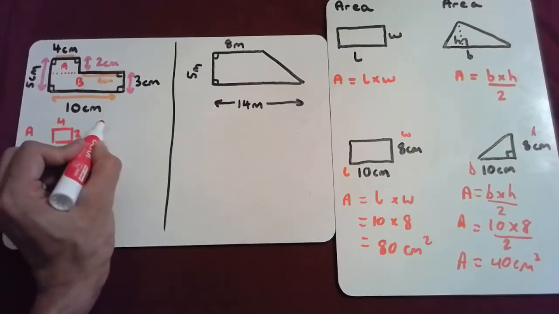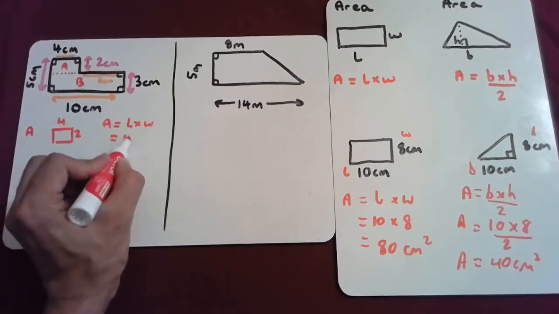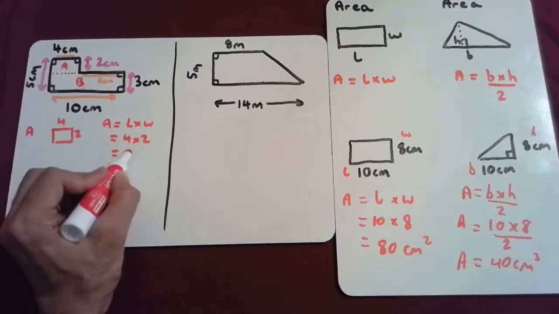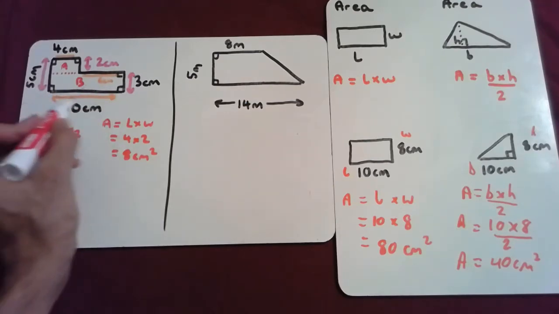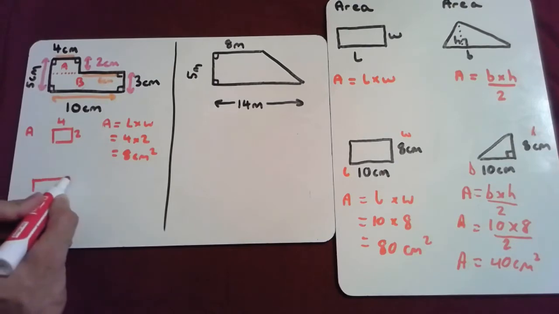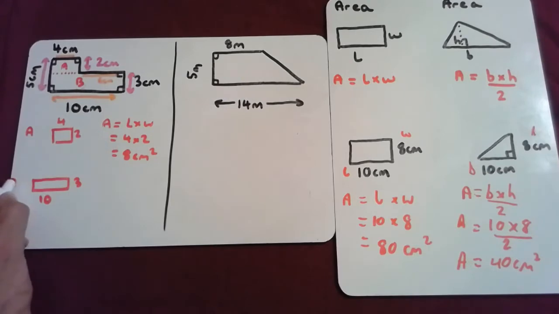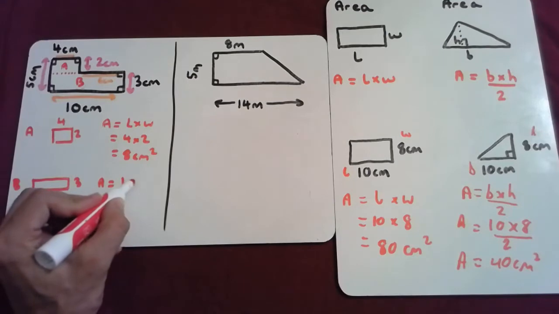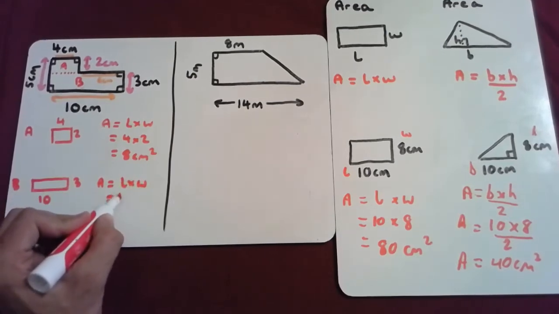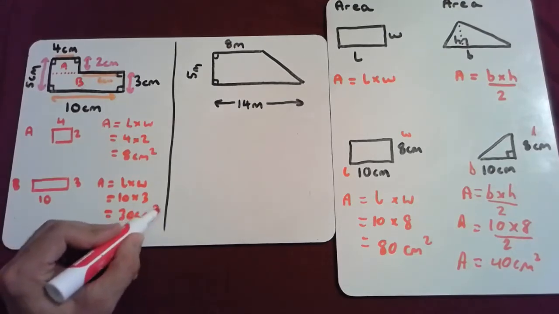The area of that is the length times the width, which is 4 times 2, which is 8 centimeters squared. In the same way, shape B is 10 centimeters along the base or the length and 3 centimeters over here. So the area for this is still the length times the width, which is 10 times 3, which is 30 centimeters squared.